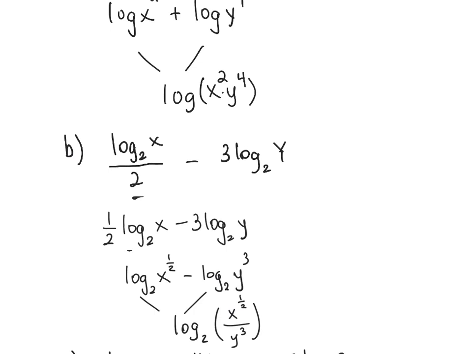Now, your textbook may write this instead of x to the 1/2. It may be written as the square root of x, because remember, x to the 1/2 is the same as the square root of x. The textbook may write it that way, but I don't require that you write it that way. You can keep it as x to the 1/2.